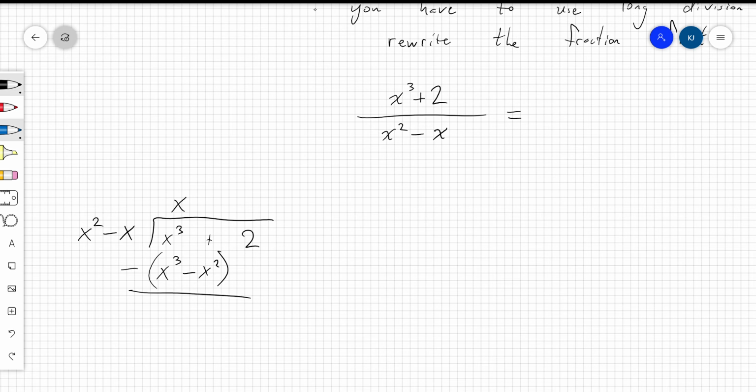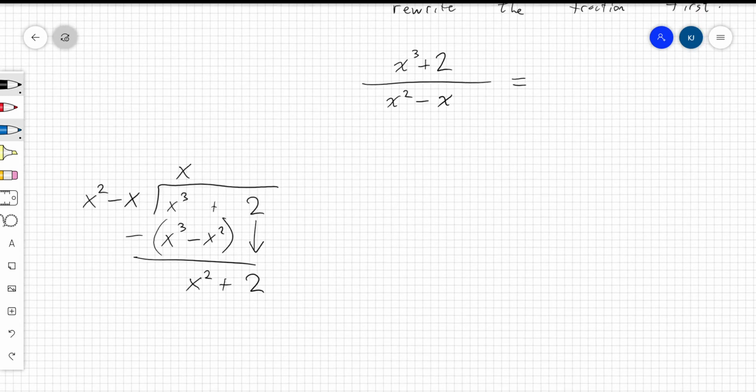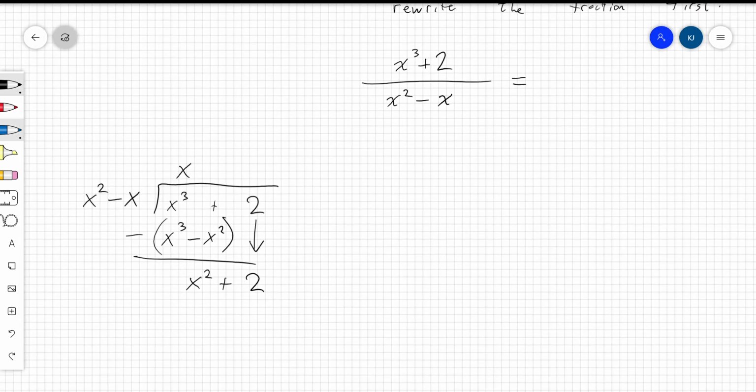So this would be x cubed minus x cubed, that's 0. This would be a positive x squared because this minus sign applies to both of these terms in the product. So you would get a positive x squared as your remainder, and you can bring down the rest of these terms as your further remainder. So you would get an x squared plus 2 as your remainder.